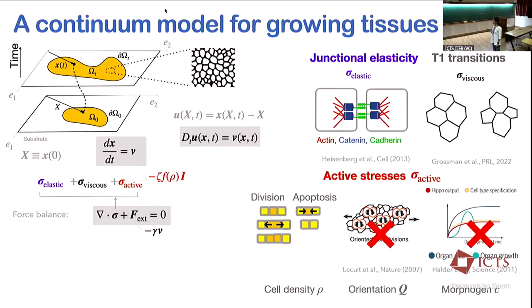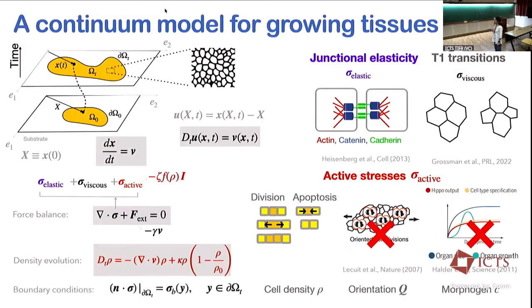So to close the model, we need an equation for this rho, which is again this number balance kind of equation, where rho changes because of this dilution due to growth and because of birth and death. Boundary conditions are prescribed normal stress at the boundary. We will change this when we want to make the system fully autonomous, and we will make it an isolated tissue. So that's the model, and the question is, what are the emergent growth behaviors that this model shows?